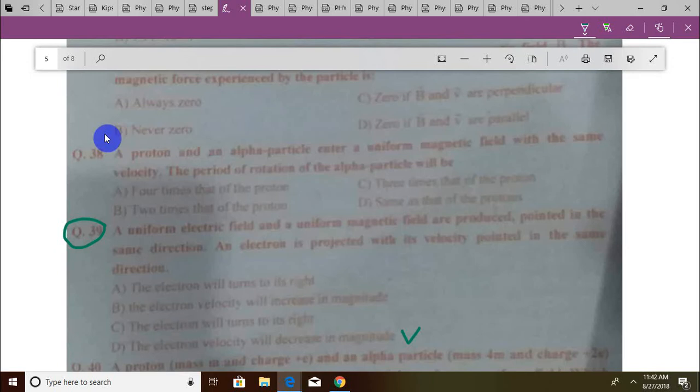b और 2 पाई द सेम है, m ओवर q को आप ऑब्जर्व करेंगे तो उससे आपको अंदाज़ा होगा टाइम पीरियड किसका ज़्यादा है. आप अब देखें तो अल्फा पार्टिकल का 4 गुना ज़्यादा मास है, 2 गुना ज़्यादा चार्ज है, तो कट होकर ओवरऑल 2 टाइम ज़्यादा हो जाता है. इसका मतलब ये है कि जो पीरियड रोटेशन है अल्फा पार्टिकल की, वो प्रोटॉन के 2 टाइम्स ज़्यादा है.